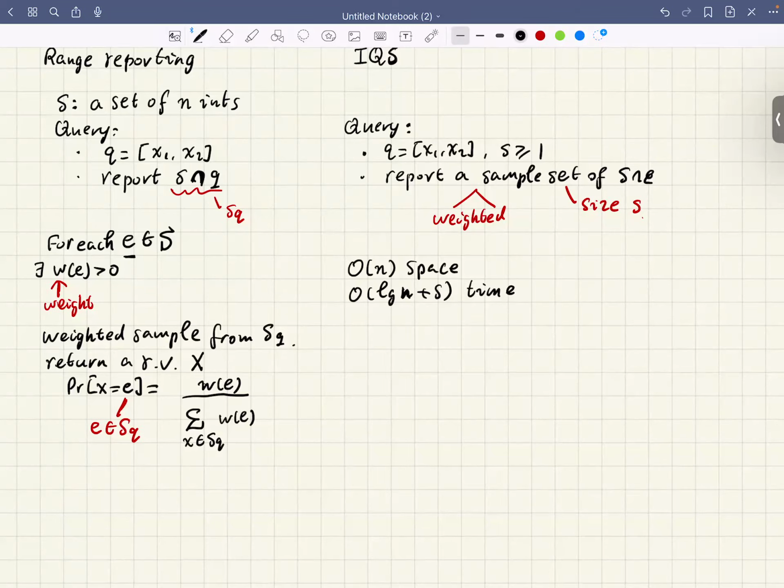You can spend k time to build an alias structure on SQ, and then after that, you can draw as many samples as you want. So it's log n plus k plus s, correct. This s is typically way less than k, so it will be essentially log n plus k. So basically it depends on the comparison between s and k.